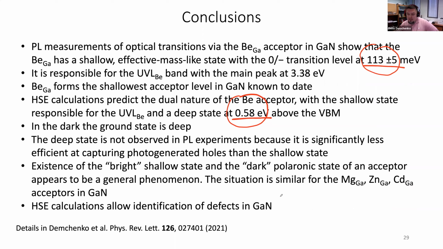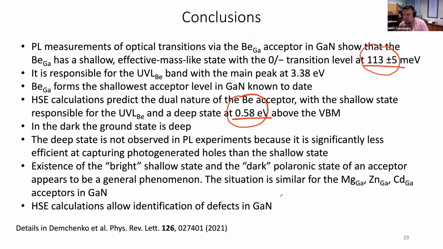Okay, so here's the thing. If the beryllium lattice is completely relaxed, then deep state is still the ground state of the hole. So it's not going to create a lot of holes if you dope it with beryllium. At least that's the current thinking.